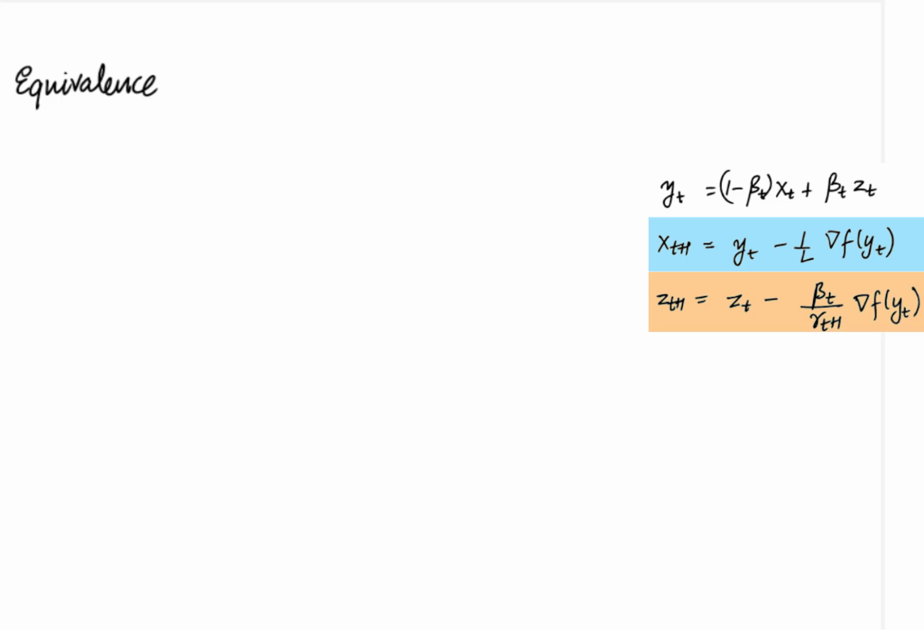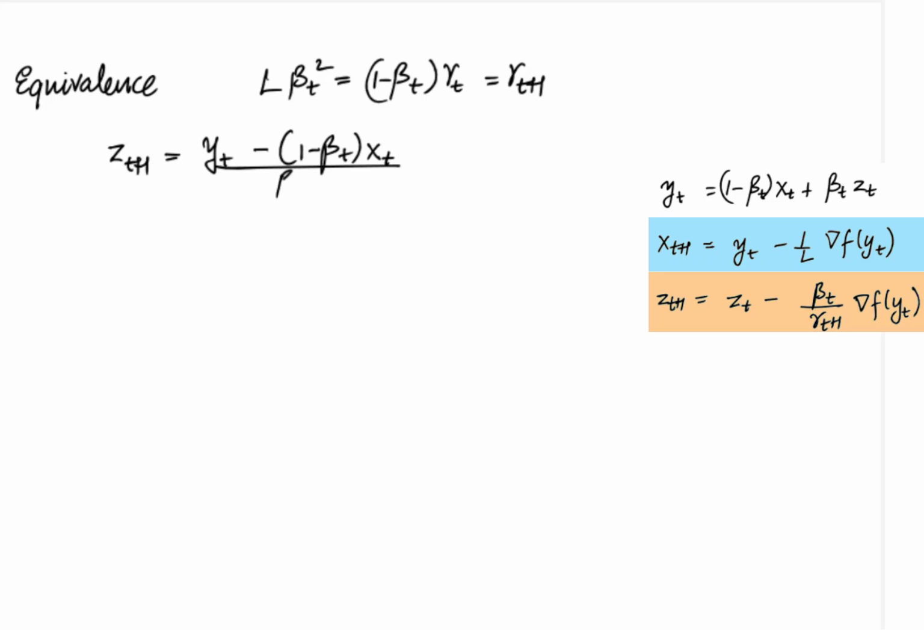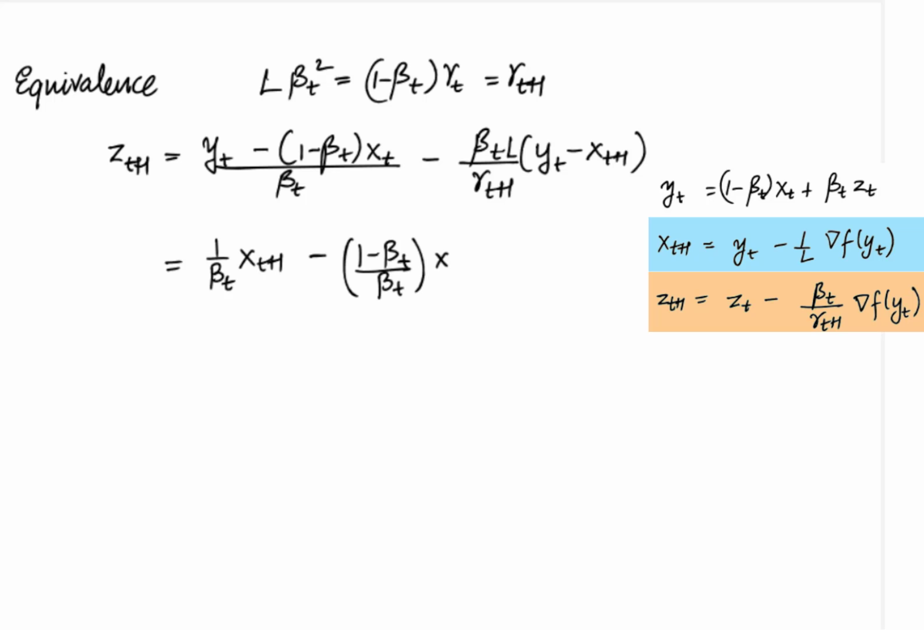First, assume that we are selecting L beta t square is equal to gamma t plus 1, which is equal to 1 minus beta t times gamma t. Then we actually eliminate zt, since zt plus 1 can be written as yt minus 1 minus beta t into xt divided by beta t minus beta t by gamma t plus 1 into L times yt minus xt plus 1, which can be written as 1 by beta t xt plus 1 minus 1 minus beta t by beta t into xt.